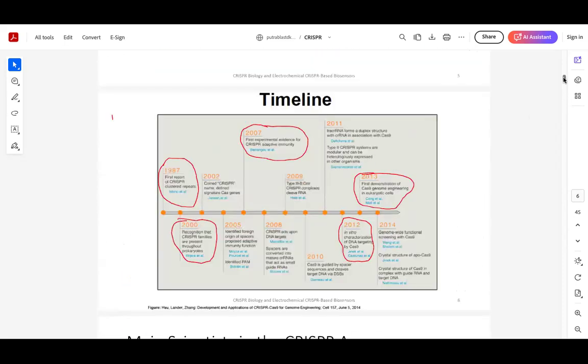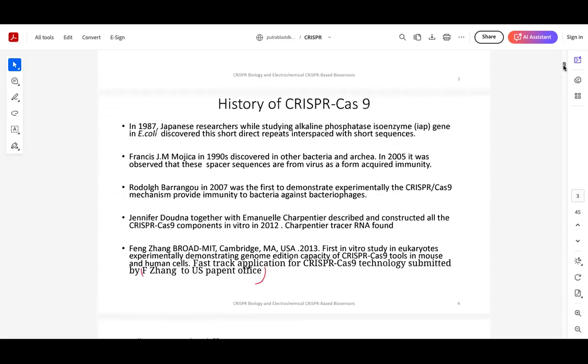So that was the history of CRISPR, but of course a lot of work has been done. First, to demonstrate experimentally the CRISPR-Cas9 mechanism. The first two are more on observation, and the third one is experiment, and then the latest one is Jennifer Doudna and Emmanuelle Charpentier.